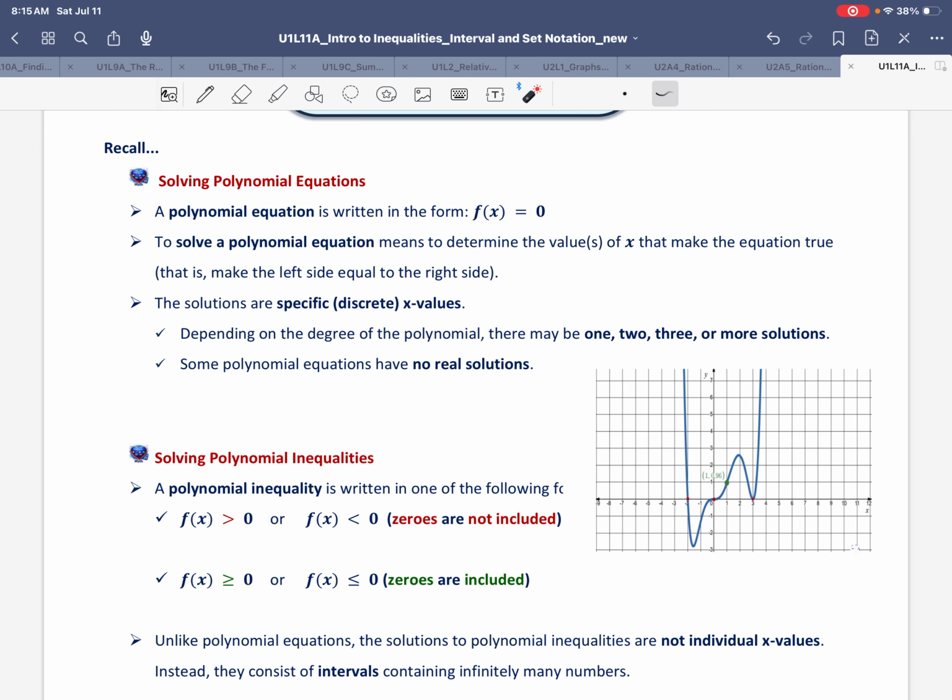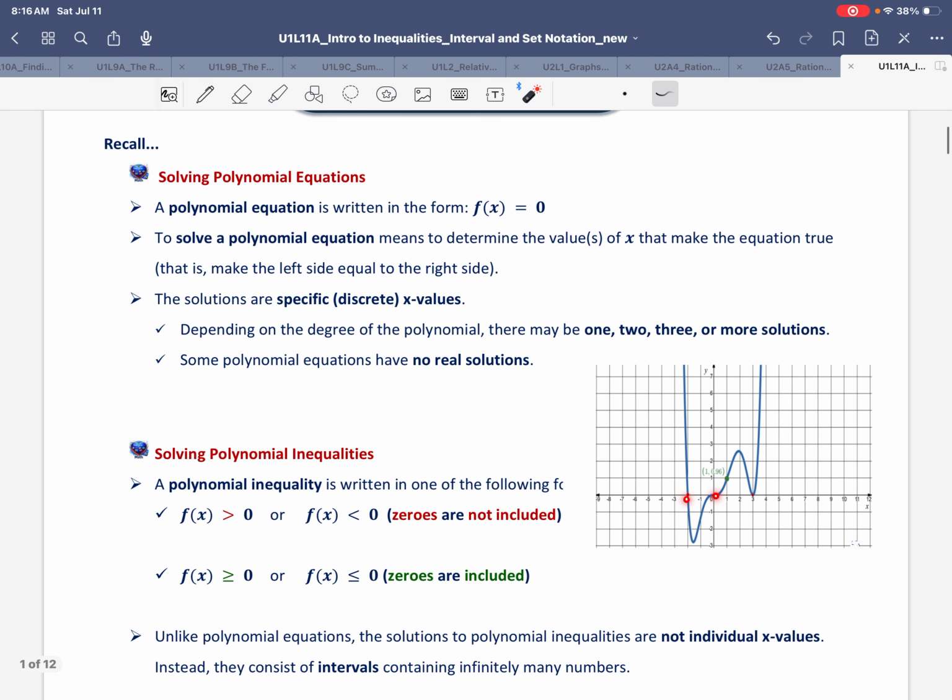Now, suppose that instead we want to determine where the function is negative. The answer lies under the x-axis, because this is where the y values of this function are negative. Notice that the graph is below the x-axis between x equals negative 2 and x equals 0. And that means that every x value between negative 2 and 0 will make the inequality true.